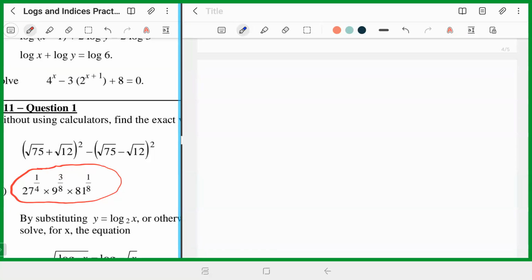All right. So I'm going to work with this expression and see what it becomes, without the calculator. So it's 27 to the quarter times 9 to the 3 over 8 times 81 to the 1 over 8.